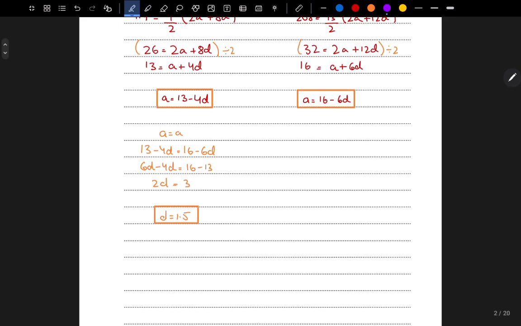Now that we have found the common difference, we can just find from this formula the first term, which is a equals 13 minus 4d, where a equals 13 minus 4 times d, and d is 1.5, and this will give us the final answer, which will give us the first term equals 7.